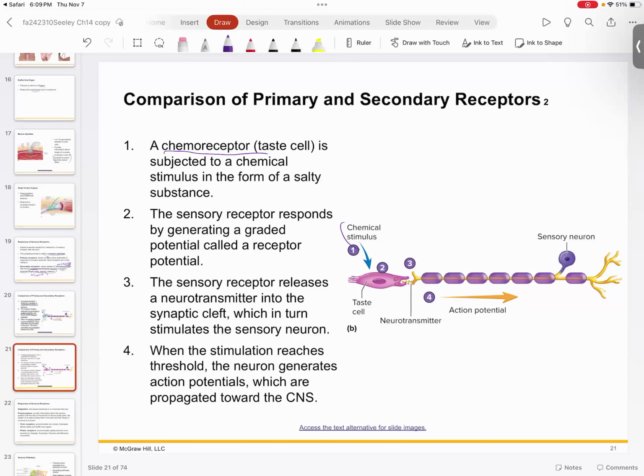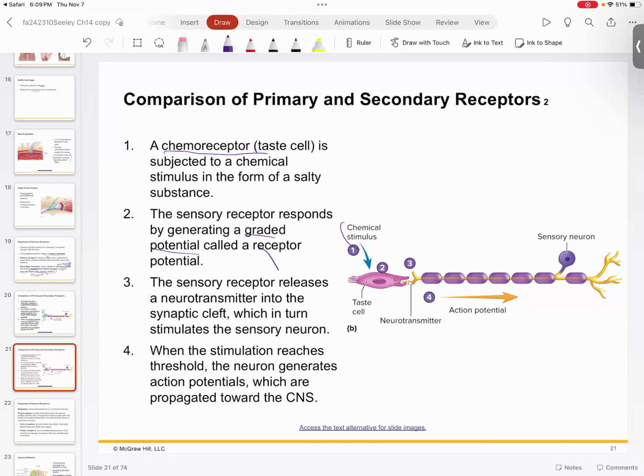And so let's say it's a salty kind of substance. Then what's going to happen is once that chemical stimulus is received by the chemoreceptor, the sensory receptor will basically create your graded potential. That's your receptor potential. So that's step 2. And then the receptor potential, instead of directly moving into action potential, will actually do something crazy.